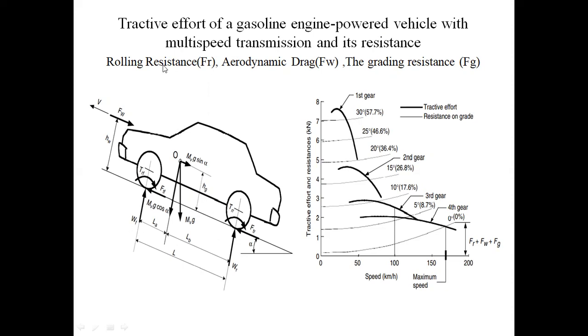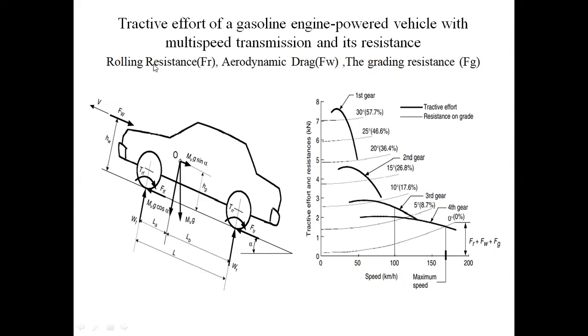The first is FR, the rolling resistance. Rolling resistance arises between the wheels and the road when the vehicle is moving. Due to the road, some resistance is added to the vehicle. The second one is the aerodynamic resistance, FW. Aerodynamic resistance is due to the air opposing the vehicle. The third one is the grading resistance, with angle alpha. When the vehicle moves on flyovers or hill areas, the grading resistance is added.